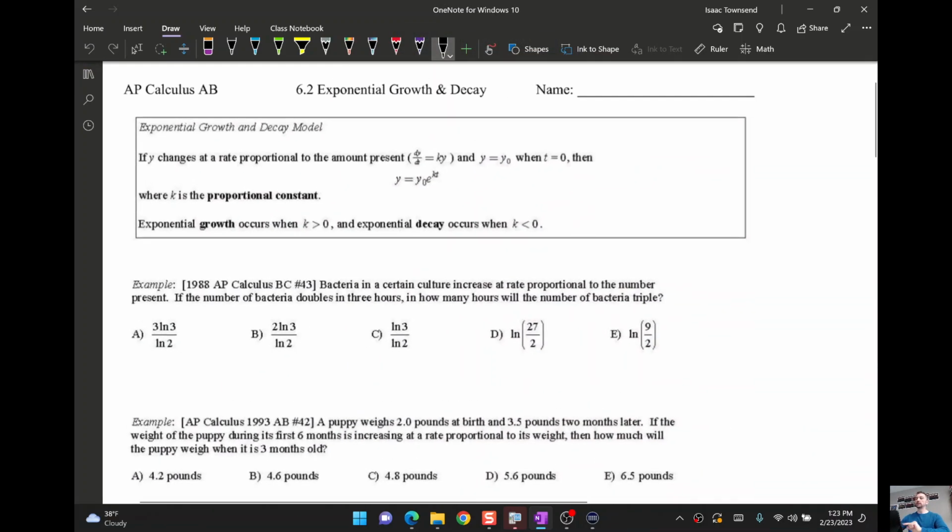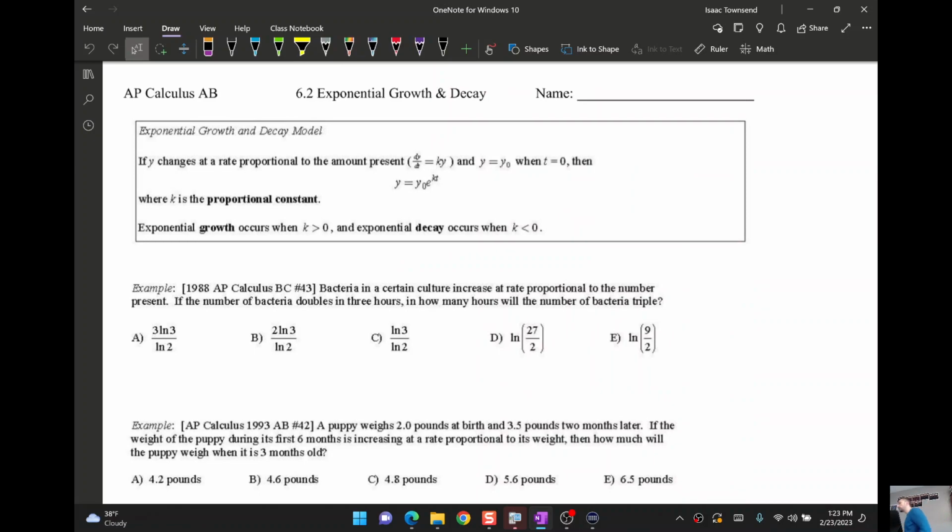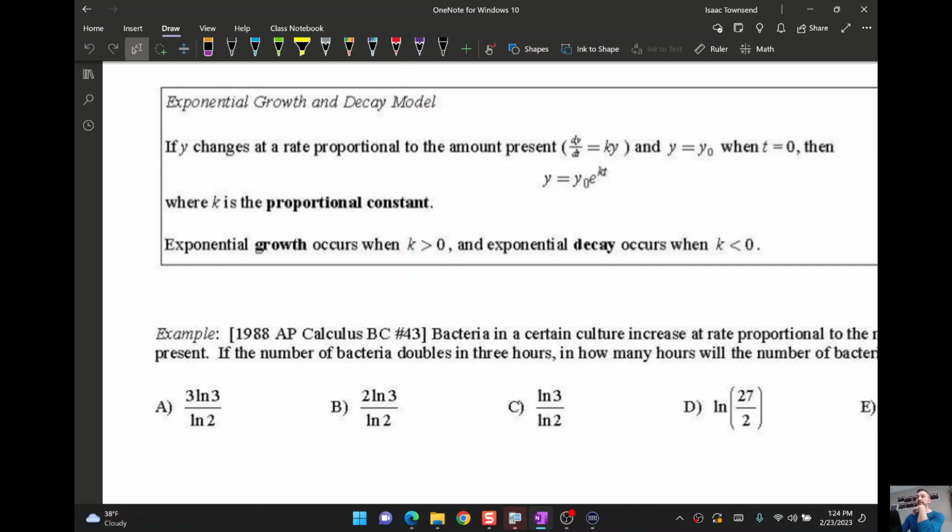And to be honest with you, this last one, exponential growth and decay, has almost zero calculus in it. This is really more algebra than anything. But in this unit, we look at exponential growth and decay. And so we're going to look at questions that say this.